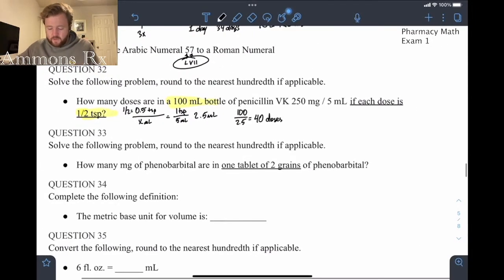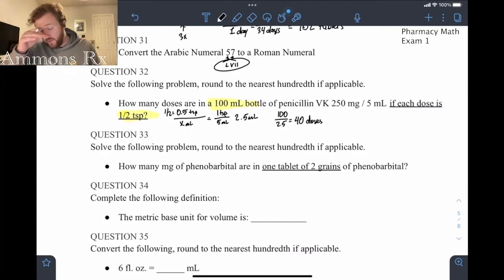If anyone is getting confused as far as when to multiply, when to divide, you should think about it because it says each dose is 1/2 teaspoon. How many doses are in the entire bottle? So you know that a dose is going to be smaller. You're going to be able to pull each dose out of that 100 mils. How many times can you do that? That in itself is a division problem.